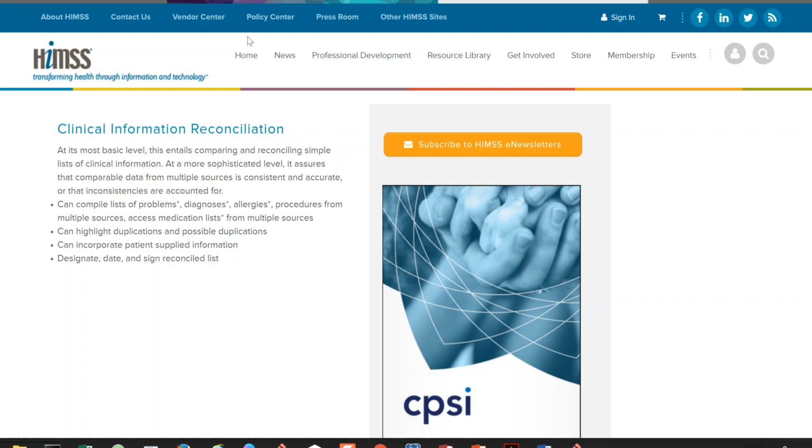Not sure what clinical information reconciliation is? You're not alone. This is a newer concept that goes beyond medication information reconciliation, where it talks about comparing lists of clinical information and being mindful of the lists of problems that a client has that would be on their problem list, diagnoses that may have not been followed through during changes in levels of care, allergies, procedures, and of course, medication. What we're looking for are multiple sources of information to make sure we have a grasp of what the client is experiencing.